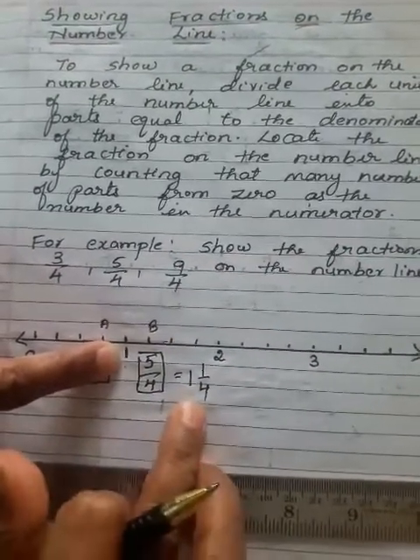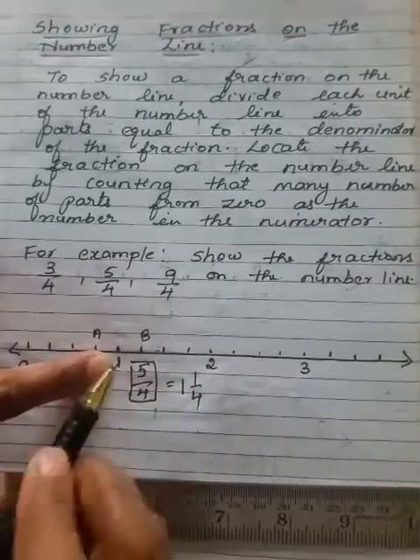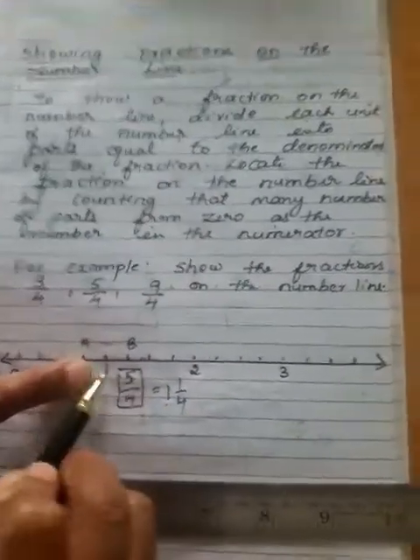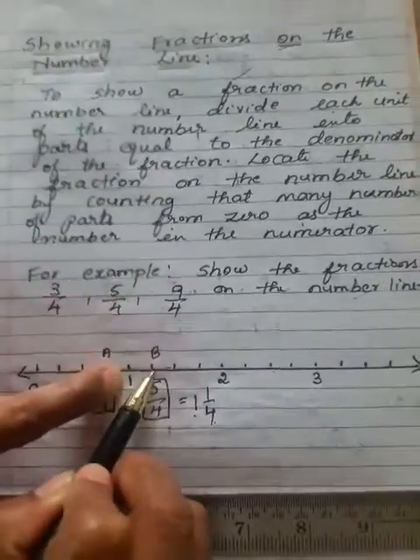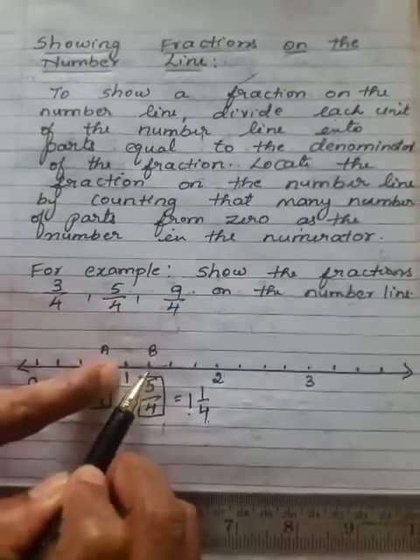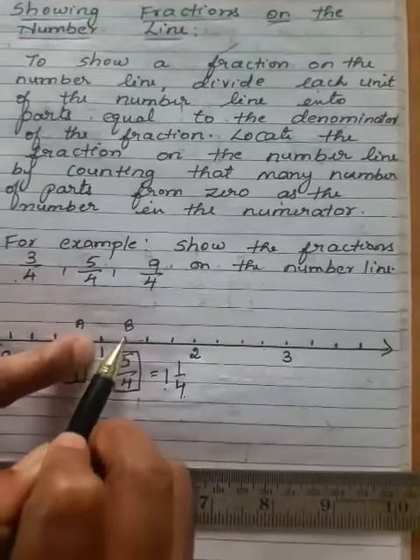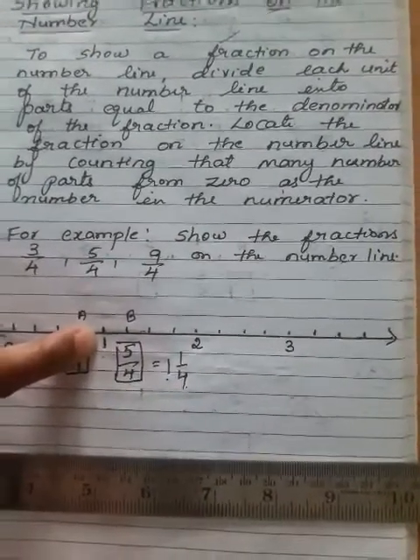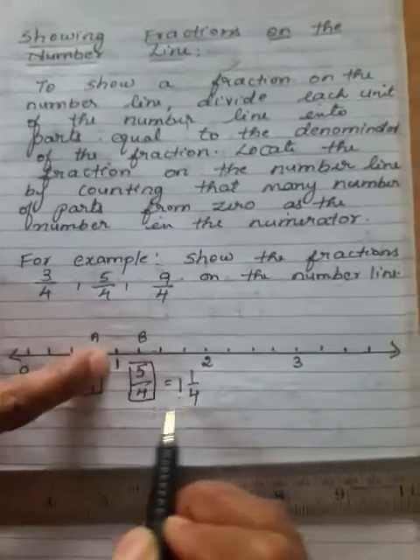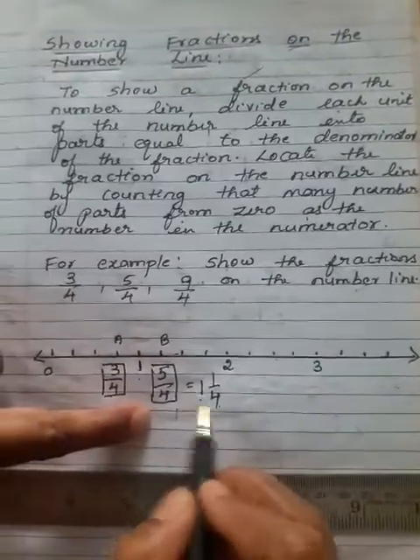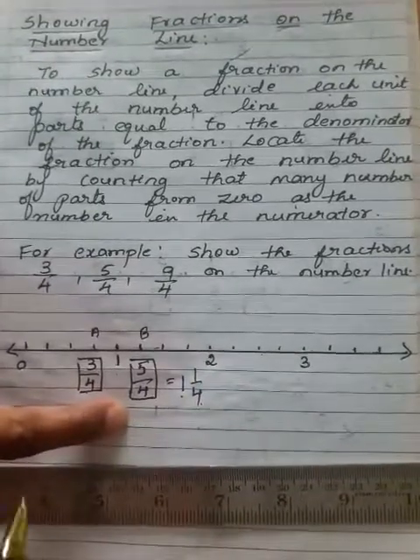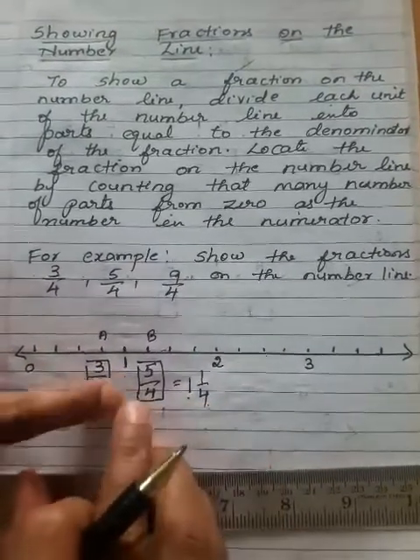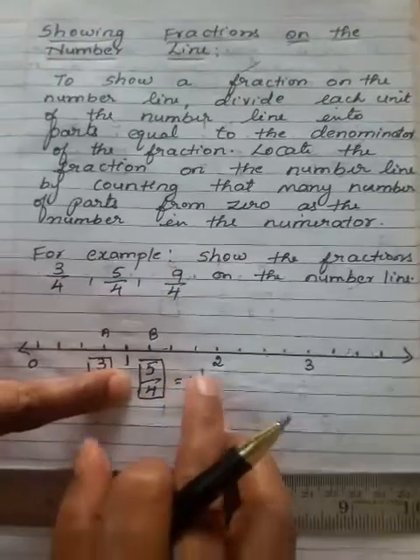We can write it as a mixed fraction also. Why is it 1 1 upon 4? This is 1, right? Then after 1, this is the first mark, the first part. So that is why it is written as 1 1 upon 4. If you convert this mixed fraction into an improper fraction, you will get 5 upon 4 only. 4 ones are 4, plus 1, 5. So 5 upon 4. Okay, this is the same. We can write either 5 upon 4 or 1 1 upon 4.